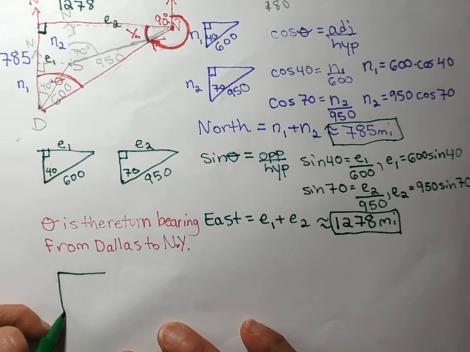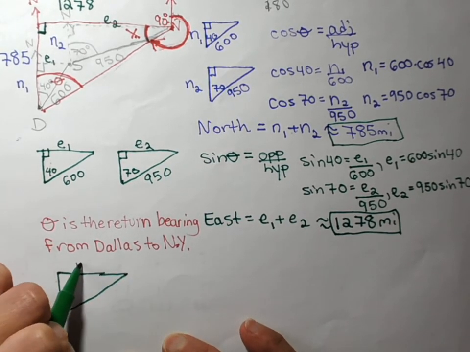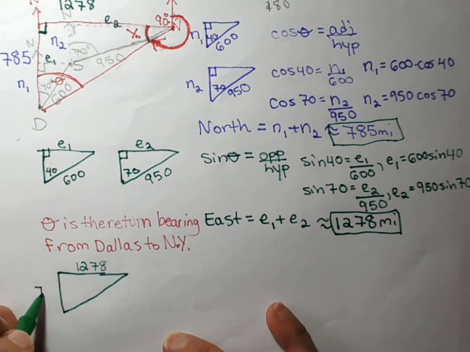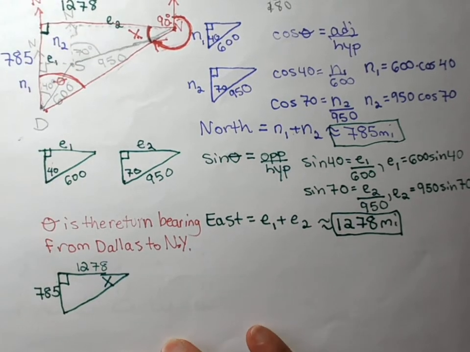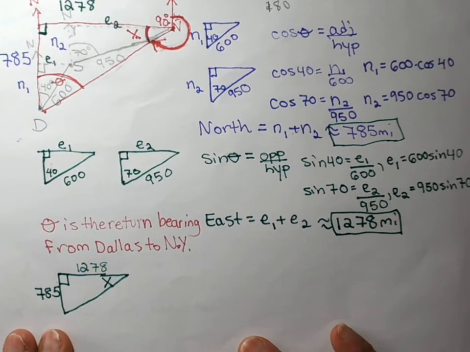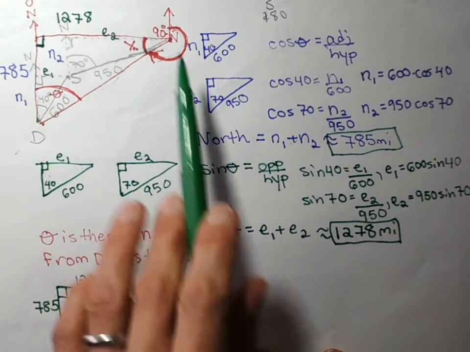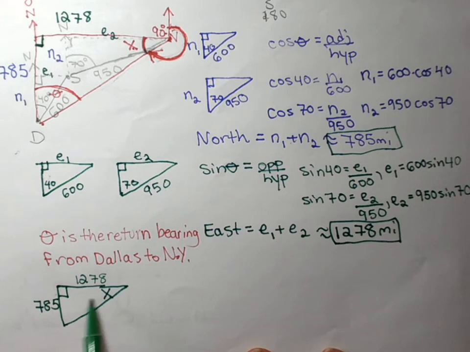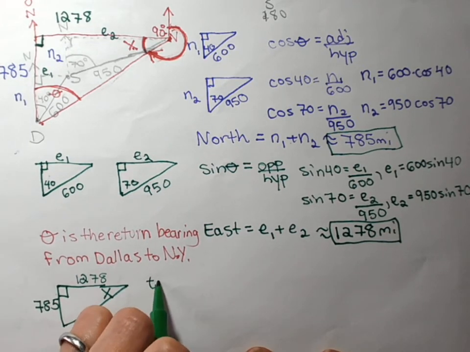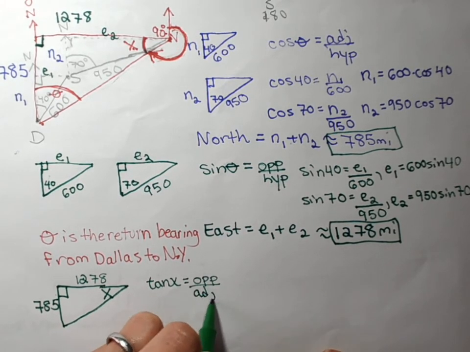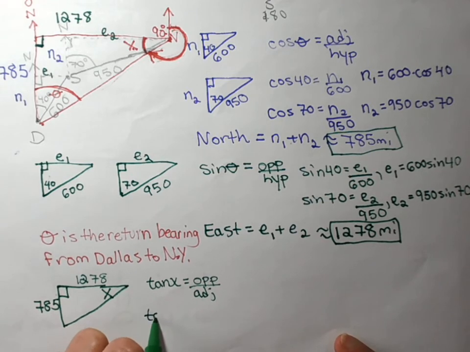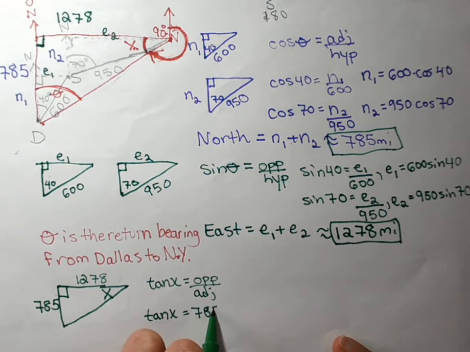This is the triangle that we are solving, 1,278 and 785. Here's angle X that I referred to up there. When you look at this triangle independently from the figure, because there's a lot going on in that figure, notice you have the opposite and the adjacent. Tangent of X is the opposite over the adjacent. So that means tangent of X is equal to 785 divided by 1,278.